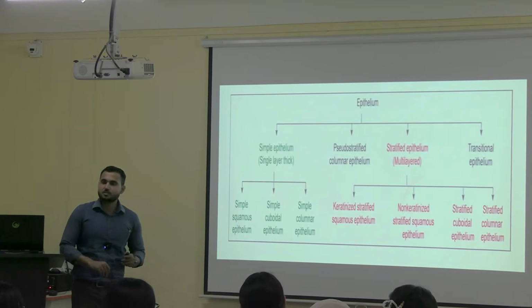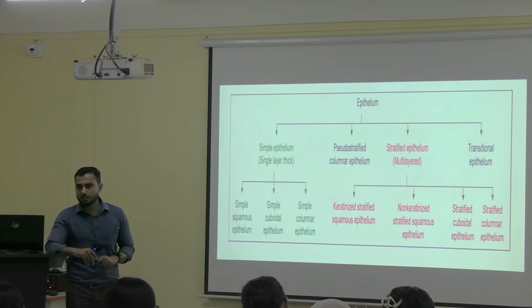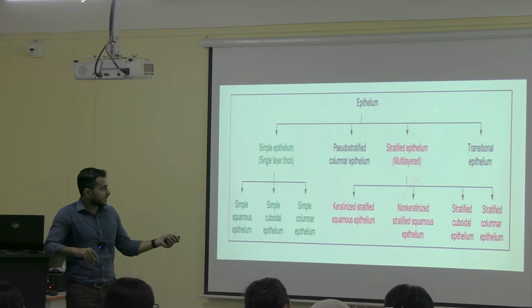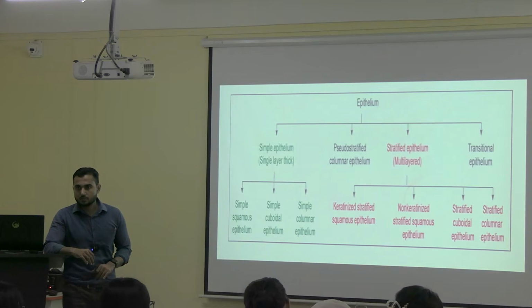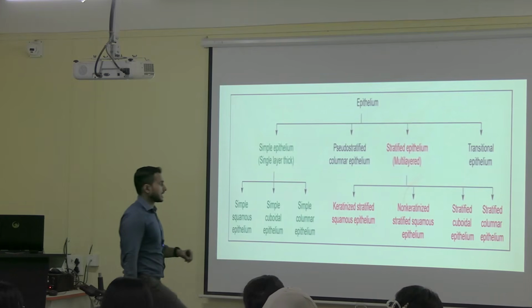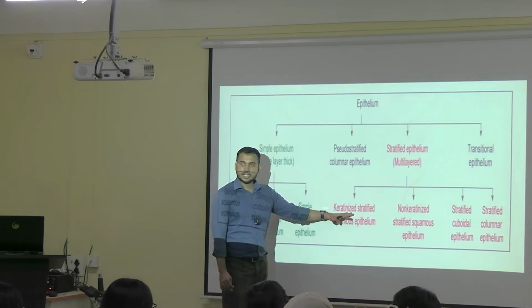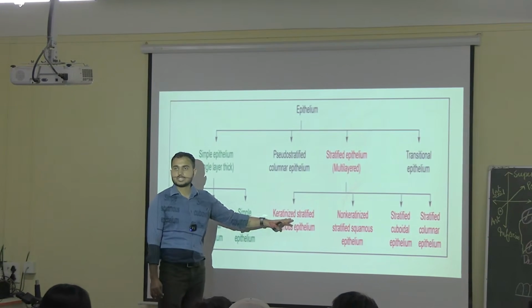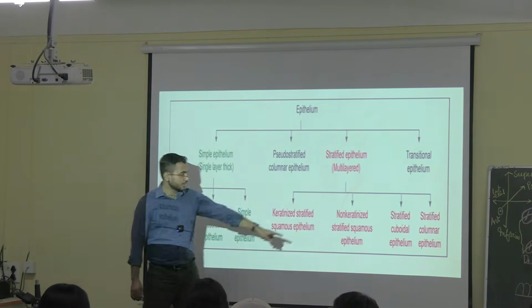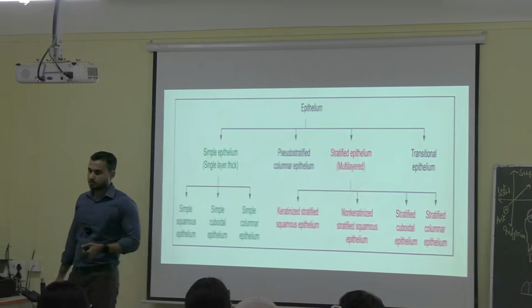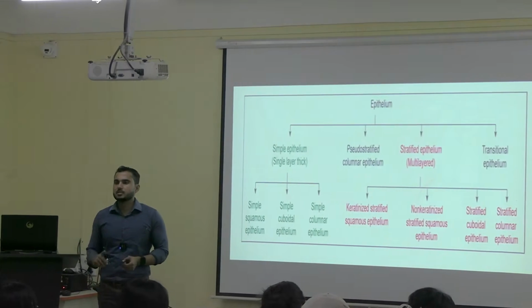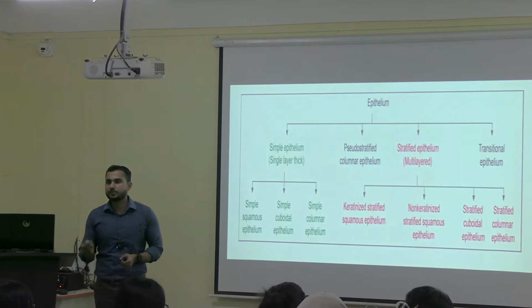But in stratified squamous, again two types are there. What are these two types? Keratinized stratified squamous epithelium and non-keratinized stratified squamous epithelium. Keratinized means keratohyalin granules and keratin protein are present. Non-keratinized means the keratohyalin granules are absent. So how will you differentiate?